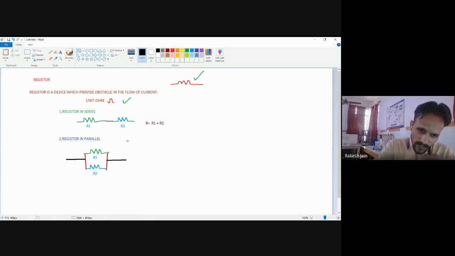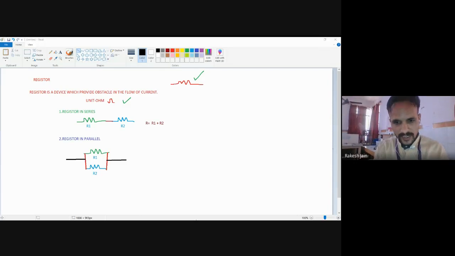Okay, here I took an example of two resistances. If there are four resistances, for example R1, R2, R3 and R4, which are in parallel, then it means that one terminal of all those four resistances is connected with each other and the second terminal of all those four resistances is connected with each other. Then this is known as the parallel connection of resistances.